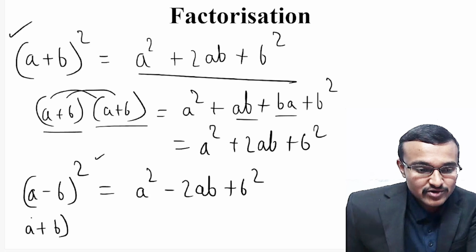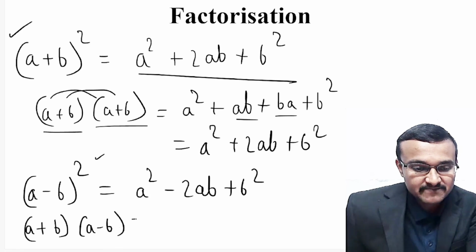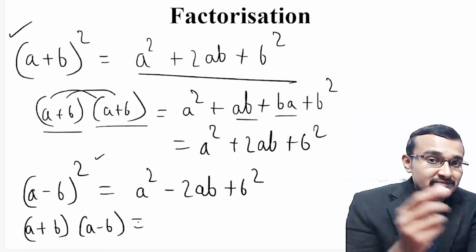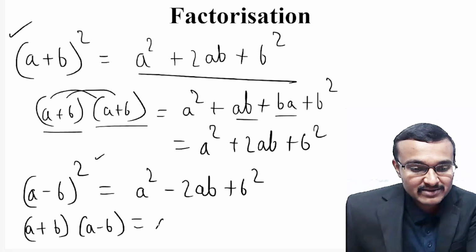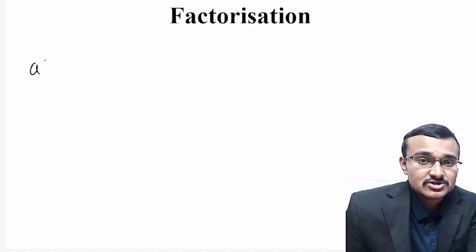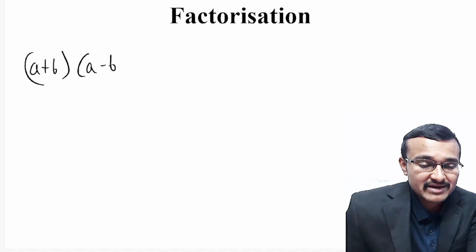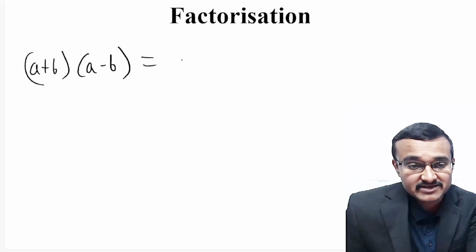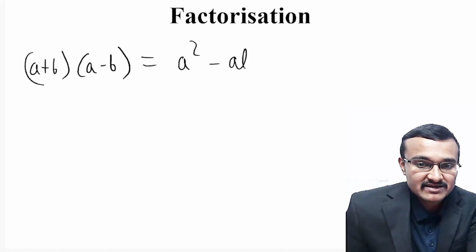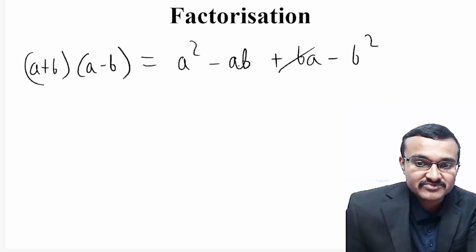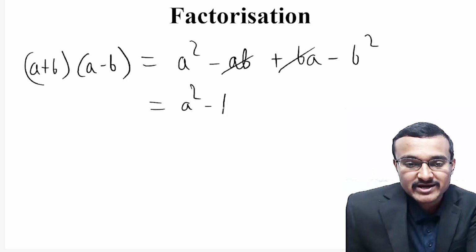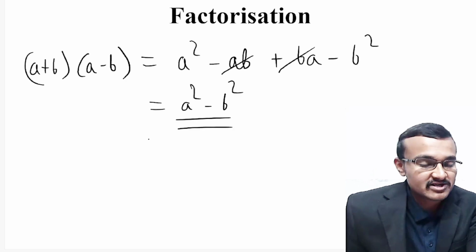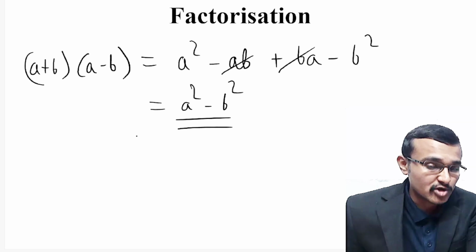So similarly, when you do (a plus b) into (a minus b), so now I have taught how to do (a plus b) into (a plus b), how to do (a minus b) into (a minus b). When you do (a plus b) into (a minus b), you will get a square minus b square. So when you do (a plus b) into (a minus b), at that time you will be multiplying a with (a minus b). So that is a square minus ab, and b with (a minus b), that will be ba minus b square. So this ba is nothing but ab. So plus ab and minus ab gets cancelled, and only a square minus b square will be remaining. So this is one particular identity which you should actually remember to solve the problems.